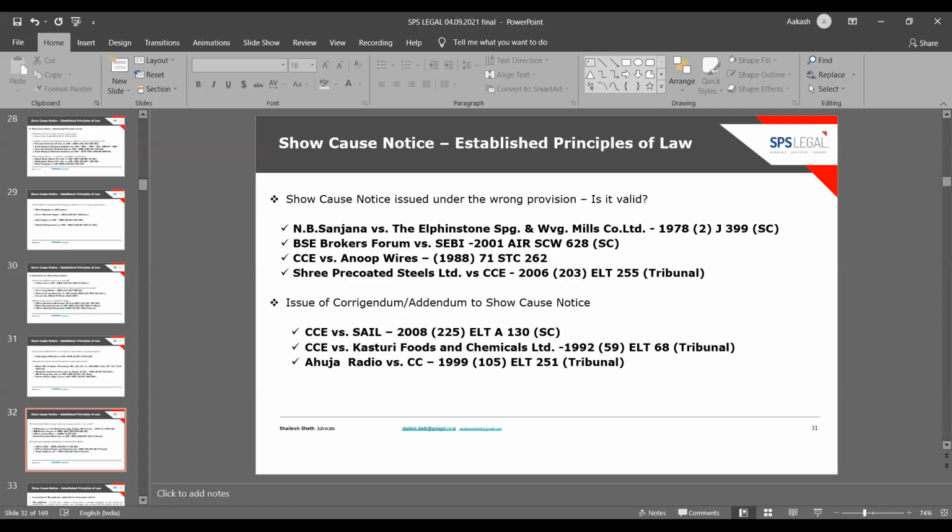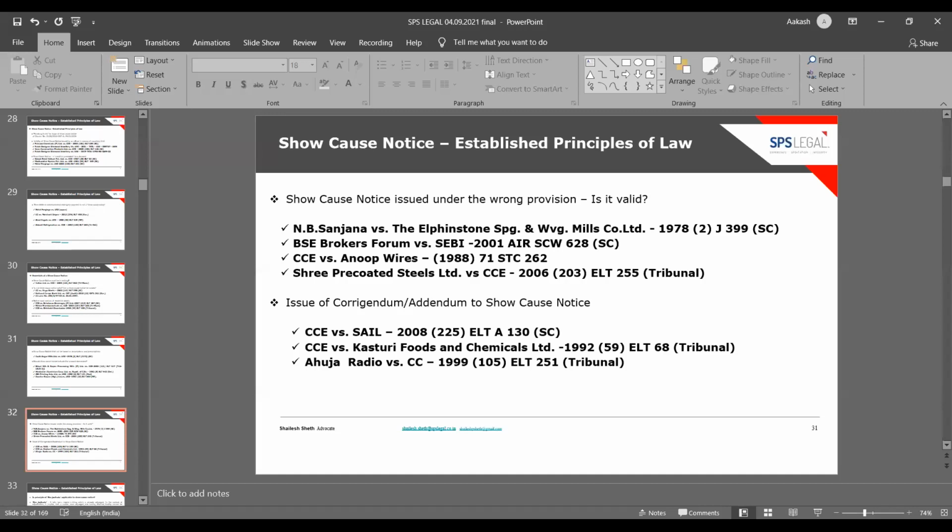So here there is a departure from the law that a mere wrong provision will not invalidate the notice. Issue of corrigendum or addendum to the show cause notice. At times one comes across that the authority who has issued a show cause notice may also issue a corrigendum after a while, or some addendum, for correcting some mistake, or an addendum adding certain material particulars in the show cause notice.